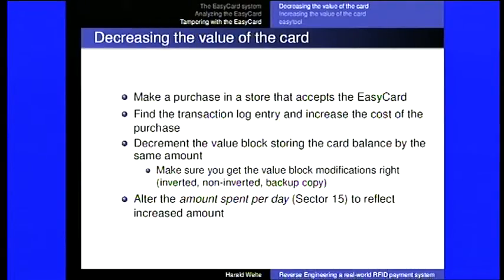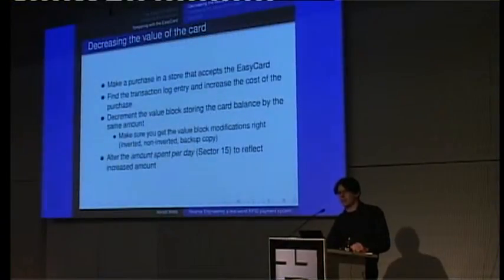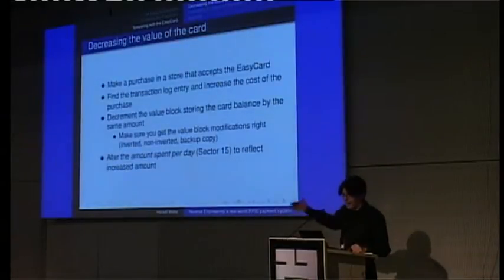So the first thing to do, of course, is decrease the value of the card. You make a purchase in a store, you find the transaction log entry, you retroactively increase the cost of the purchase. So you've purchased something for $100 NT, you increase it to 400, and then you decrement the value block storing the account balance, the card balance, by the same amount, and suddenly you have a card that's completely consistent with itself, but has less money. You also have to adjust the amount you've spent on that day, because suddenly you've spent more money on that day, to make sure everything again is in a consistent state.